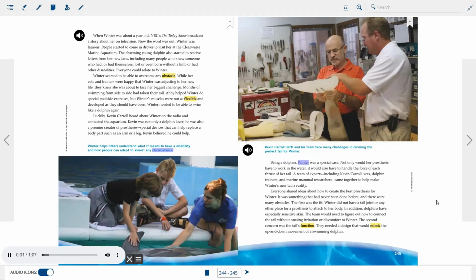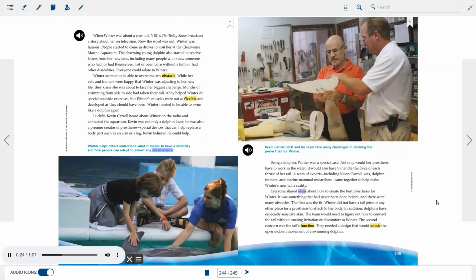Being a dolphin, Winter was a special case. Not only would her prosthesis have to work in the water, it would also have to handle the force of each thrust of her tail. A team of experts, including Kevin Carroll, vets, dolphin trainers, and marine mammal researchers came together to help make Winter's new tail a reality.